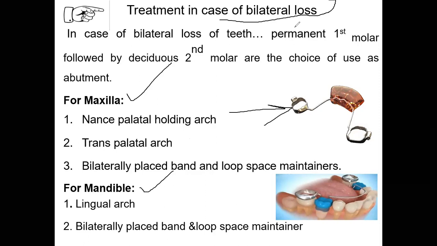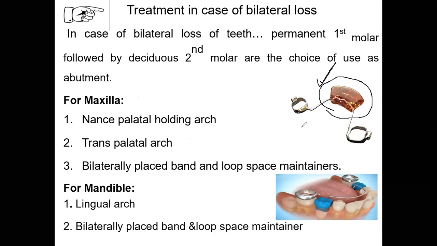So I'll be talking about this particular space maintainer. This is called the Nance palatal holding arch space maintainer. Can you see? This is called the palatal button. This button is attached to the palate, and can you see here a wire framework is extended on both sides, to the right and left, where we are supposed to bend the wire onto the teeth. Okay, so this space maintainer, on the right side as well as on the left side, will not allow drifting of the teeth, and this way bilaterally it will maintain the space.